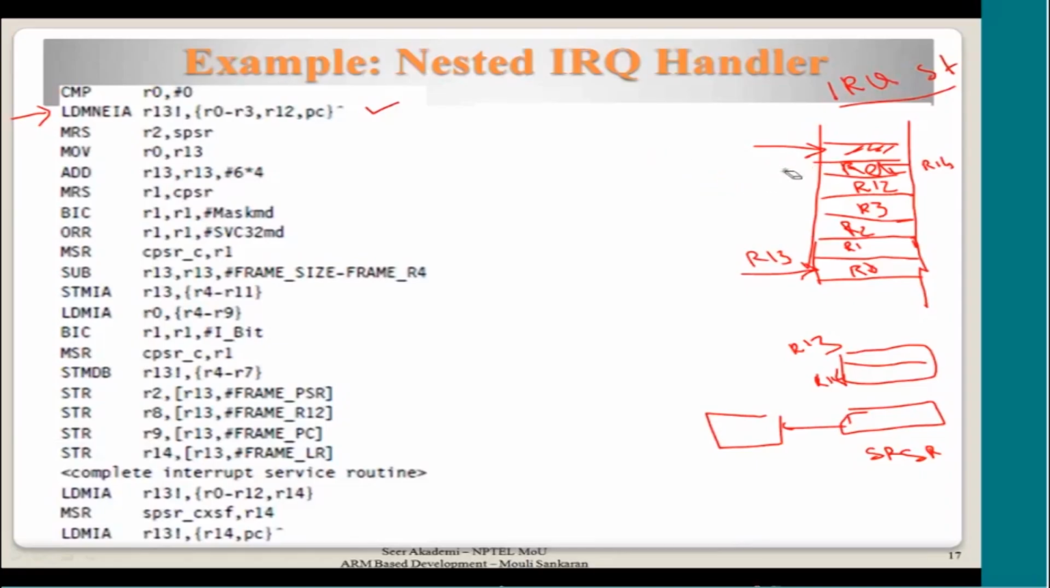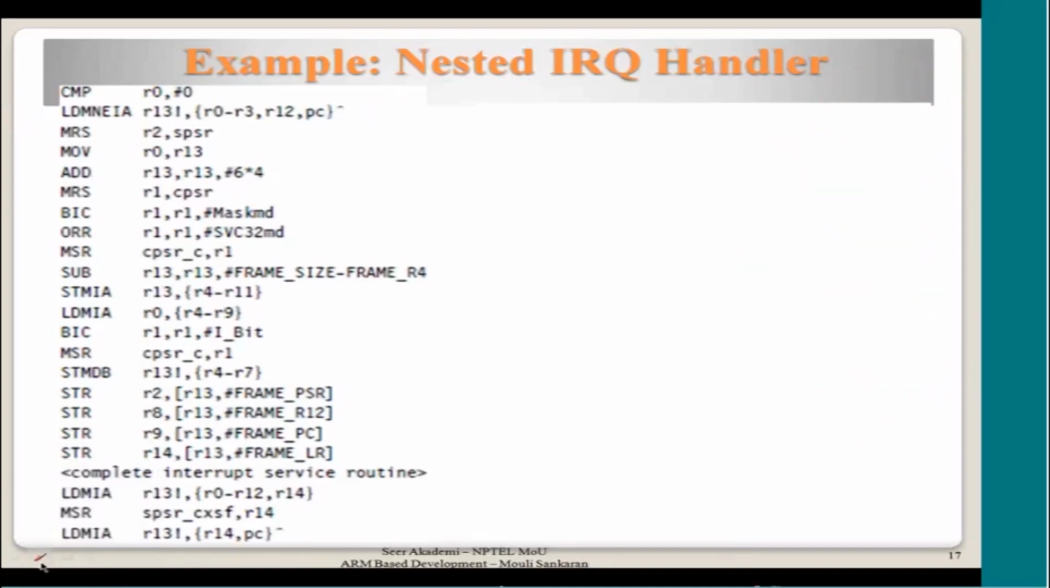We are interested in something else. So this stack is there, and we need it now. So this is the R14 return address. This is R12, R3, R2, R1, R0. I will not erase it anymore.